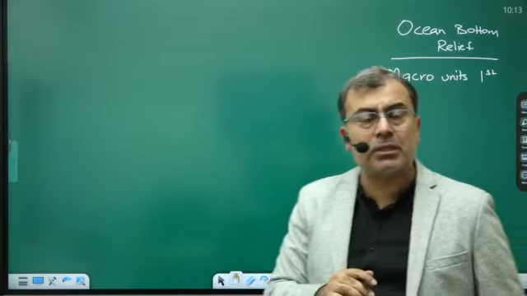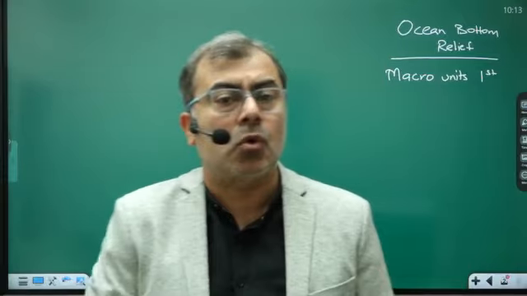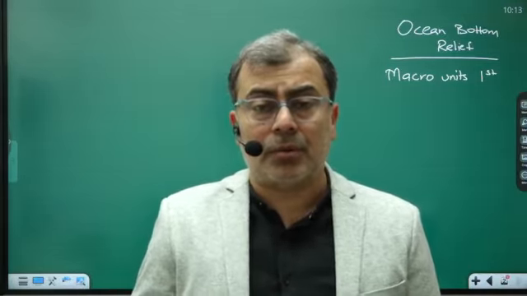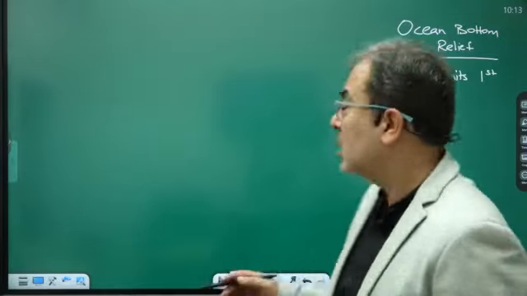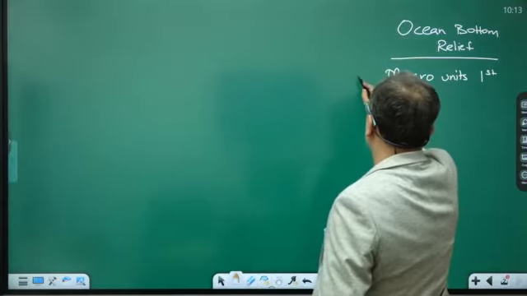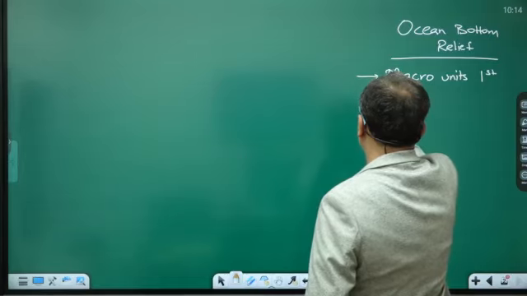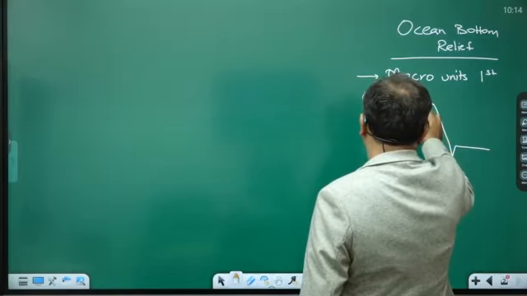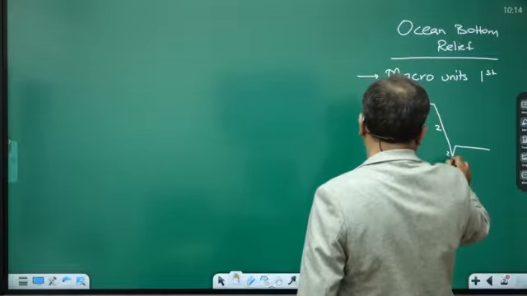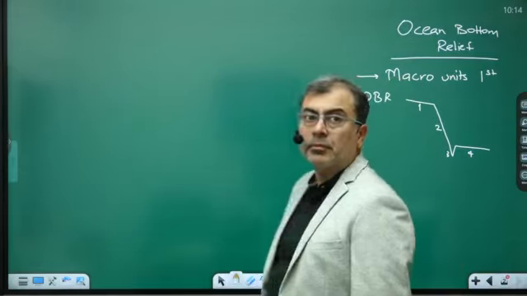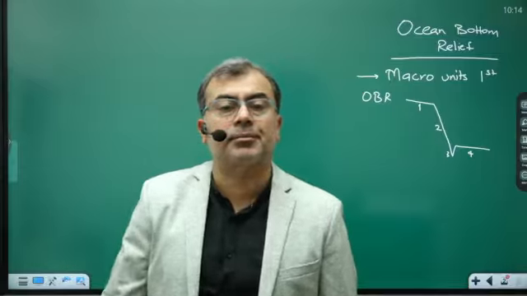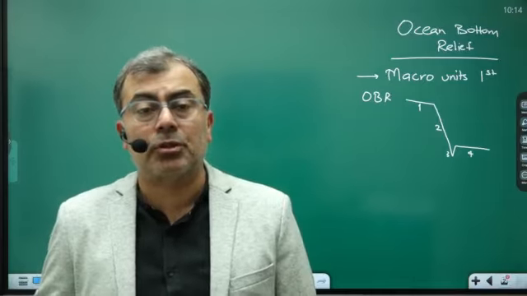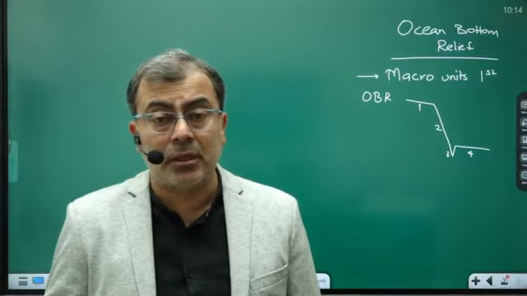Always macro units will be first. Always what will be first? Macro units will be first. So if we are talking about an ocean, ocean bottom relief, the macro units are these: 1, 2, 3, 4. Do you get that? ये macro units. So even if you don't know much about an ocean, you haven't revised, you've forgotten, you just talk about this.